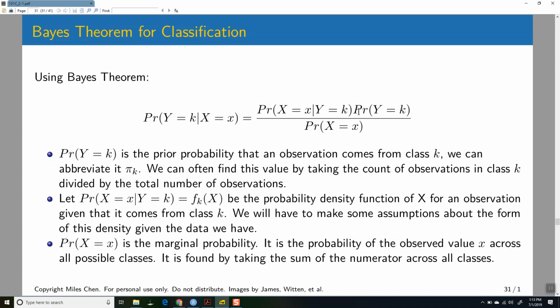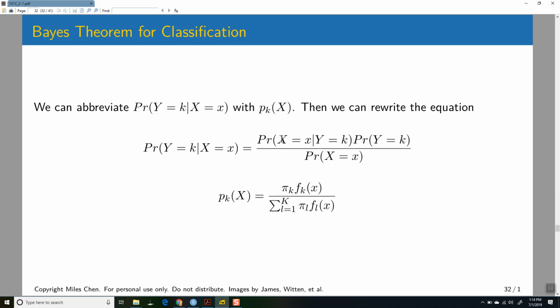Okay, and if you had 5 different possible classes, then you have to find the numerator for all 5 classes, and then you add all 5 values up to get the denominator. So basically, we can rewrite this to look like this. The prior probability is abbreviated with pi sub k. The density function of x given a certain class is going to be f sub k. So this is the numerator, and the denominator is basically the numerator for all capital K classes, added up across all possible classes.